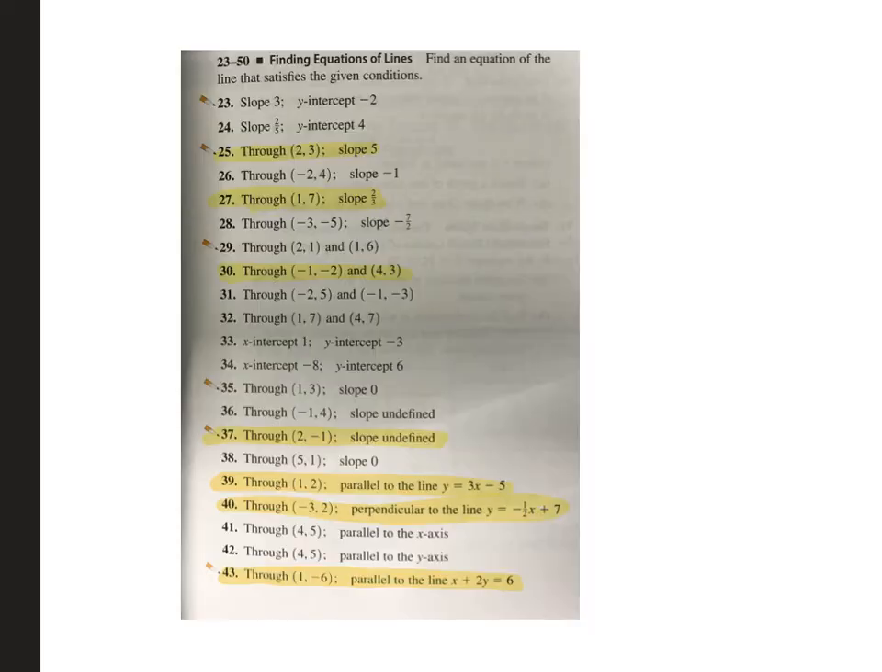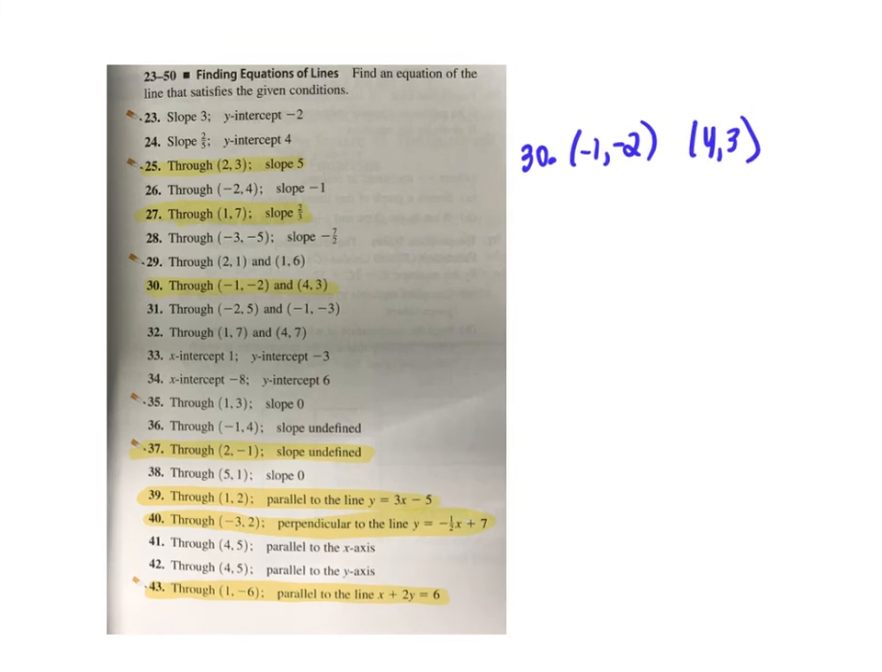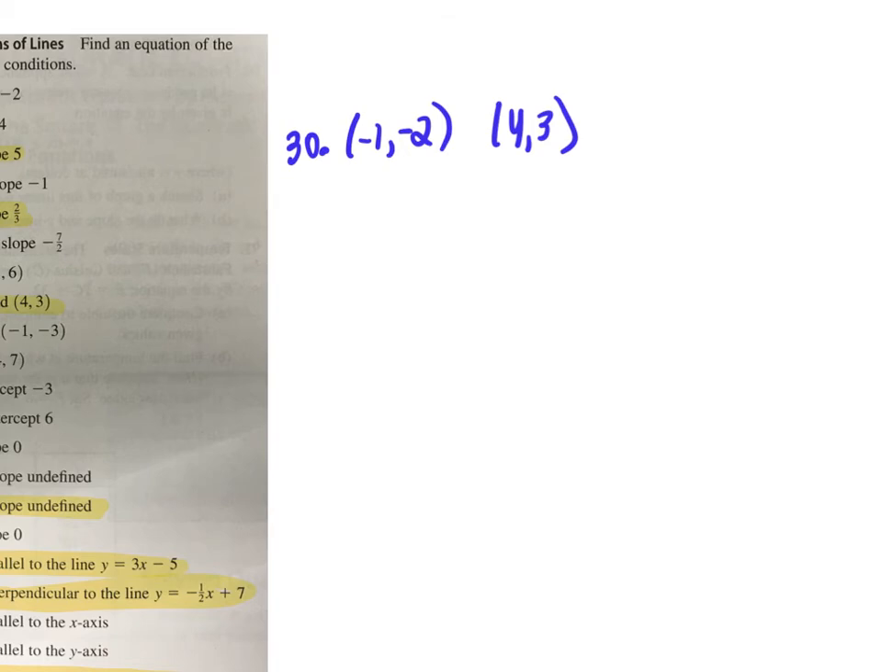All right, let's do number 30 together. Number 30 says, I have the point negative 1, negative 2, and I have the point 4, 3, and they want me to write the equation of the line. So remember, our equation of the line is y equals mx plus b. So I have to find my m, which is my slope, and my y-intercept. So how do I find the slope of these 2 points? What do I do?